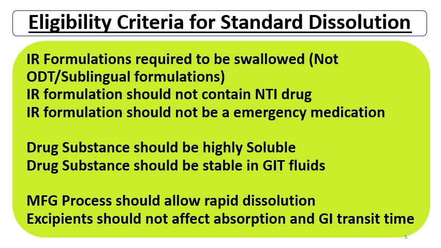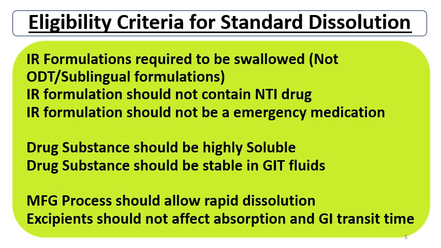Then another criterion is the drug substance should be stable in GIT fluids. GIT fluids are 0.1 normal HCl and the simulated fluids, that means simulated gastric fluid and simulated intestinal fluid. So there should not be any degradation in the GIT fluids. Generally, a degradation of less than or equal to 10% will indicate that the drug is stable in GIT. Then the manufacturing process should allow rapid dissolution of the formulation.